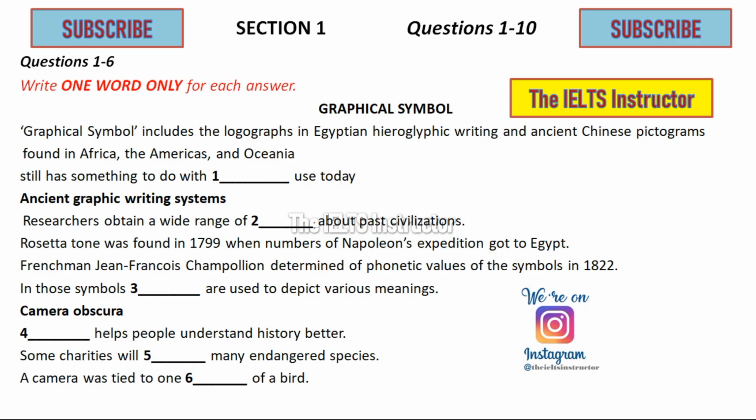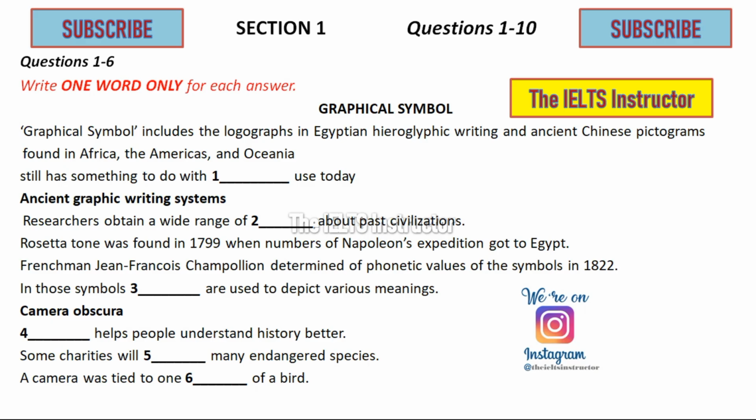Ancient graphic writing systems provide researchers with a wealth of knowledge about past civilizations. In 1799, one of the most important historical discoveries was made by accident when members of Napoleon's expedition to Egypt found a stone in Rosetta that exhibited 3 different scripts. The stone, now known as the Rosetta Stone, was studied in significant depth by scholars and was first deciphered by Frenchman Jean-François Champollion in 1822.